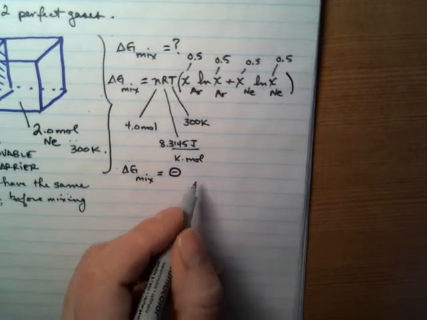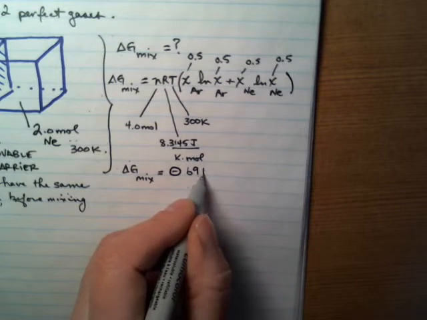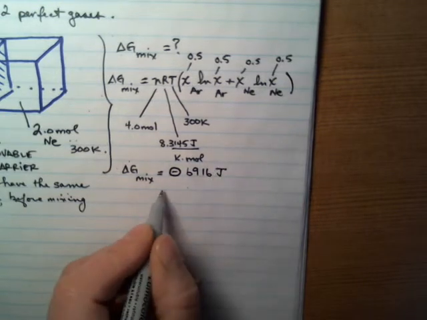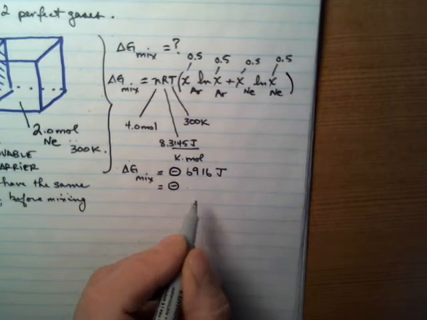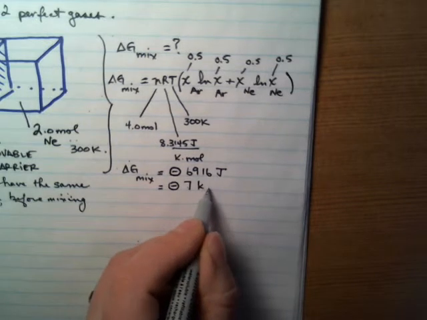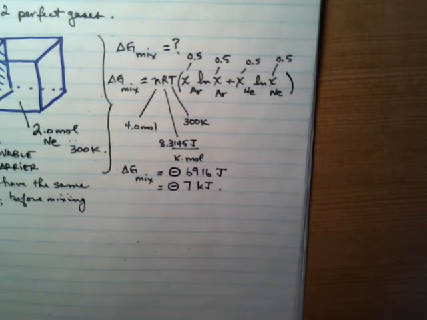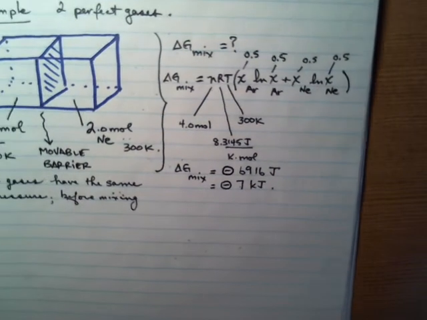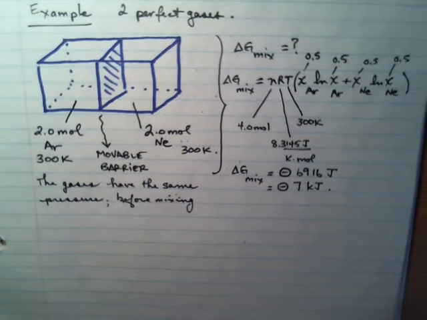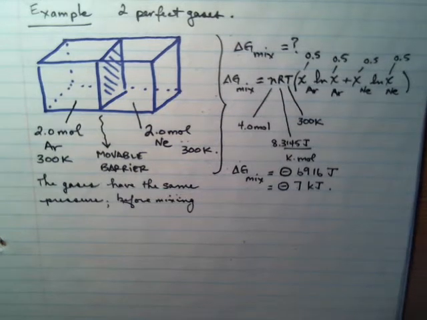What did we get? Minus 6916 joules, and then we thought, well, we should trim that back to just 1 sig fig, so it was about minus 7 kilojoules. So that was our free energy of mixing, and bringing it all back into view. Okay, for our example that's similar to the one in the book, example 5.2, but let's look at that one now. Okay, so let's get rid of this one.